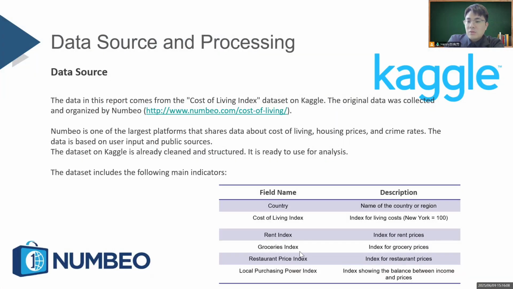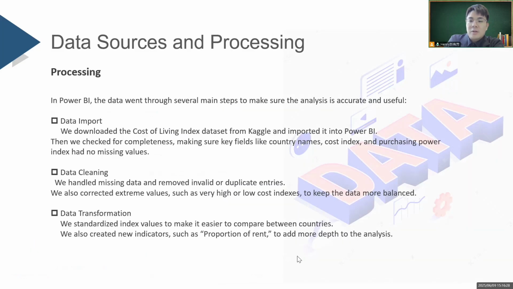For part two, we got our data from Numbeo and used a dataset shared on Kaggle. It includes important fields like country name, cost of living, rent, grocery and restaurant prices, and purchasing power. After importing the data into Power BI, we cleaned it, removed errors, and adjusted the extreme values. We also created a new field, the proportion of rent, to get more insight.